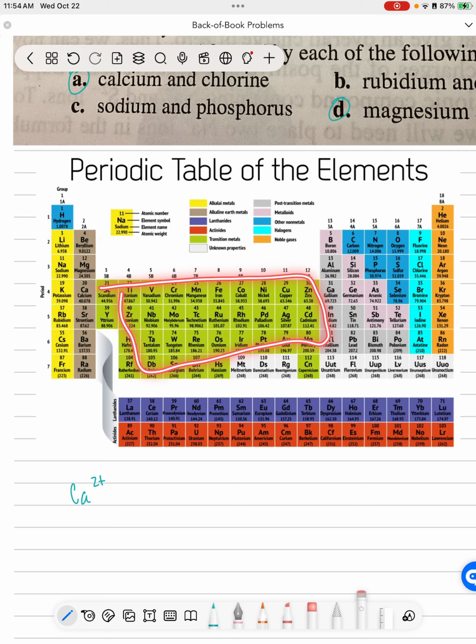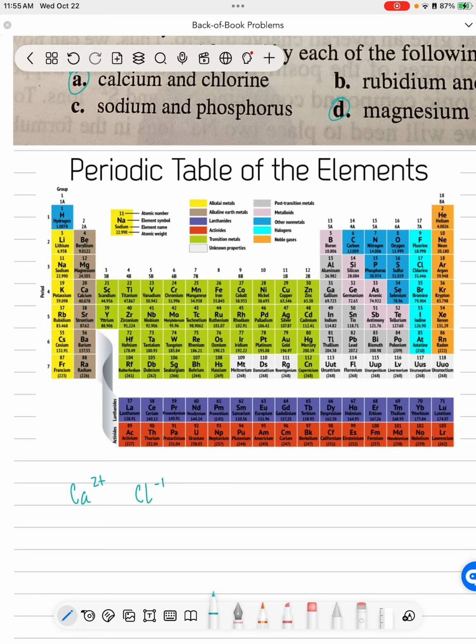These are transition metals, and we will work with those in a little bit. And then our non-metals will have negative charges. They'll be ions of negative charges. Okay, so we have calcium 2+, and now we need to write chlorine. So chlorine is in group 7. Here's chlorine. And that tells us that it has 7 electrons in its outer shell, so it wants to gain an electron. So if it gains a negative charge, it's going to be chlorine -1.